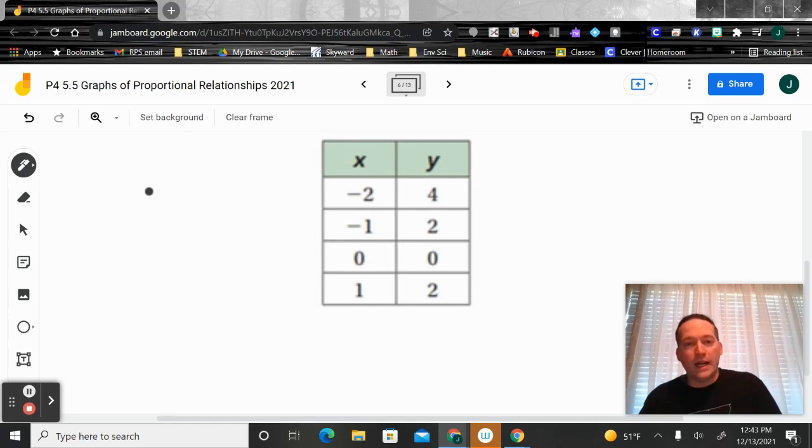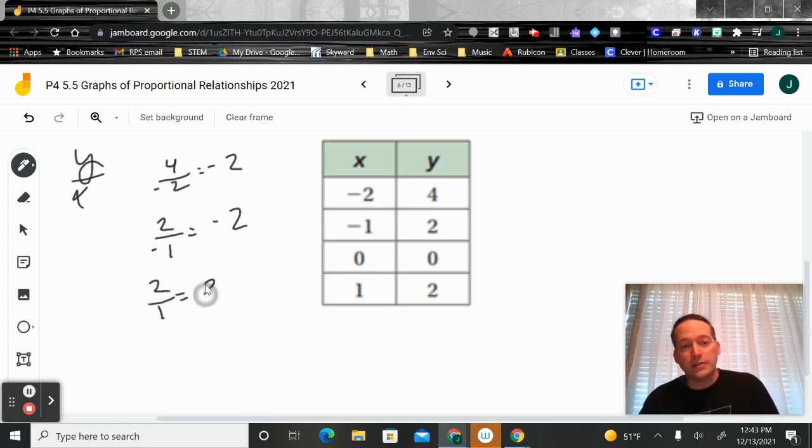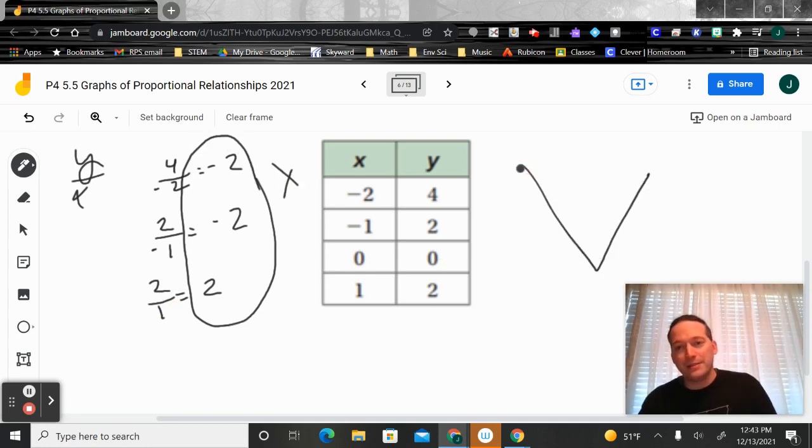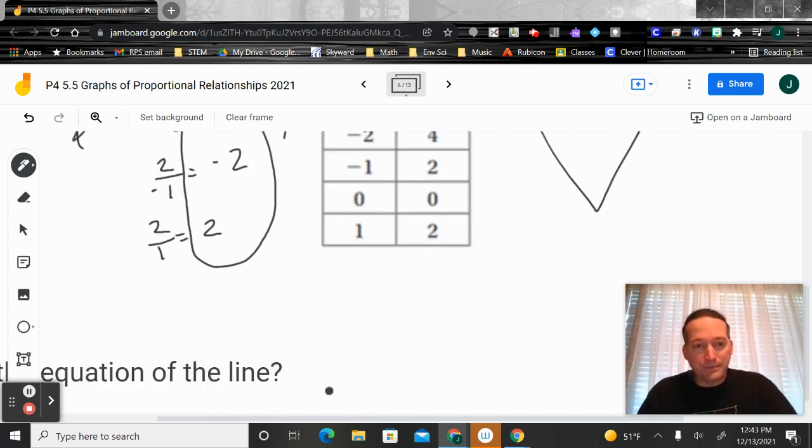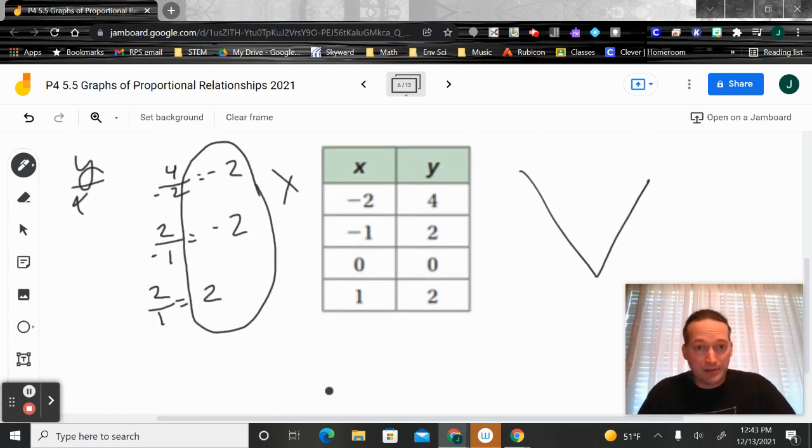Okay, y divided by x again. So 4 divided by negative 2 is negative 2. 2 divided by negative 1 is negative 2. Now here's the thing, you have to do all the points. 2 over 1 is 2. These are not the same. Okay, this is a real graph, by the way. It would look like this. It's basically absolute value graphing. You won't get to that until you get to algebra. So anyway, this one is not proportional.